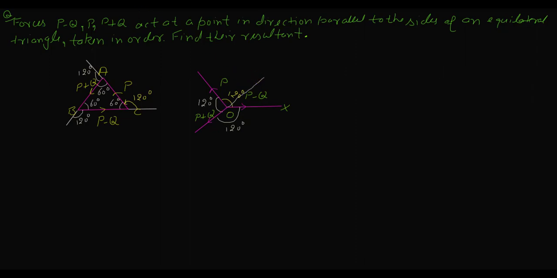Now let us say R is their resultant, making an angle theta, and in this direction this is R. Now resolving the forces along the horizontal direction, from the previous theorem we know that the resolved part of R along the horizontal direction will be equal to the sum of the resolved parts of all the forces along the same horizontal direction.